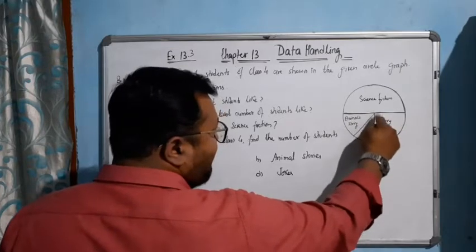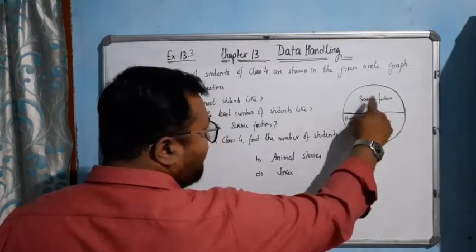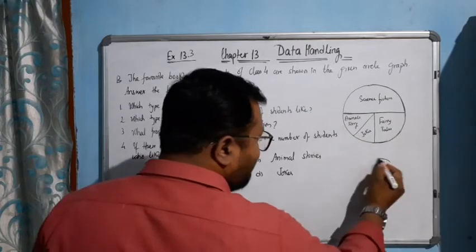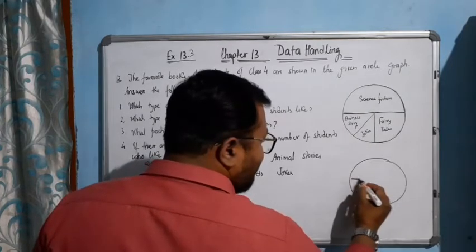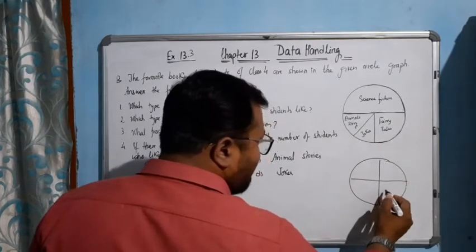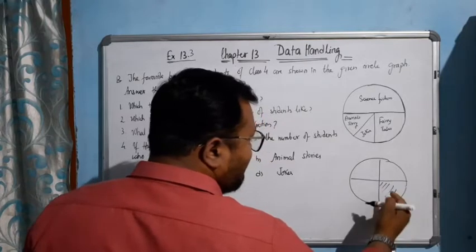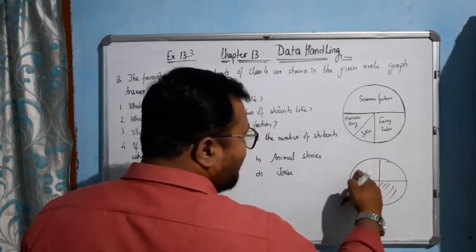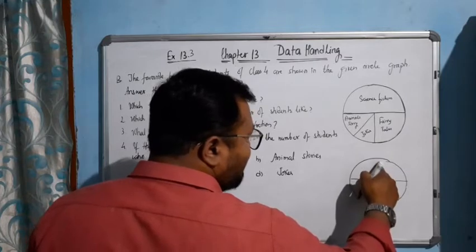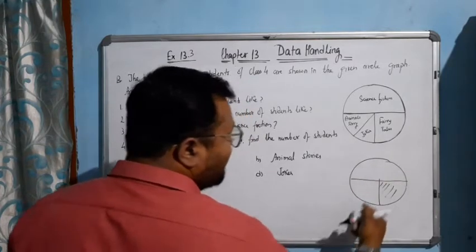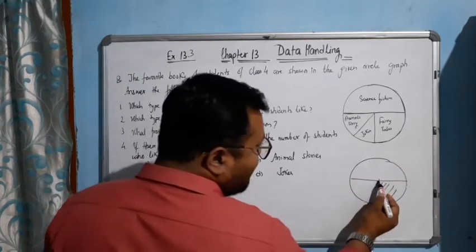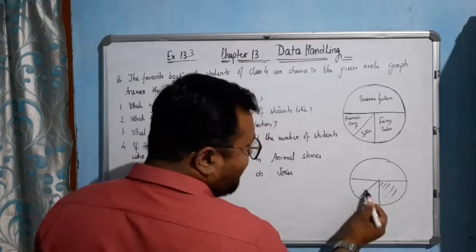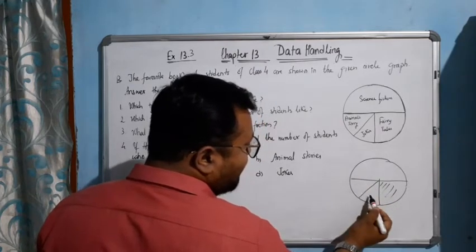The one quadrant, you can say, the one out of 4 parts, if I draw the circle like this, this part is for fairy tales, and these two parts for science fiction, and this one part is divided into two equal halves, one for animal story and this for jokes.